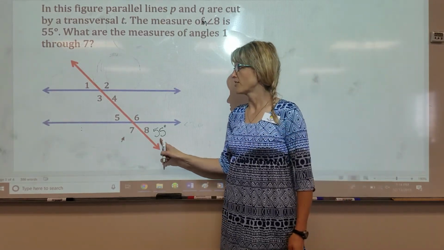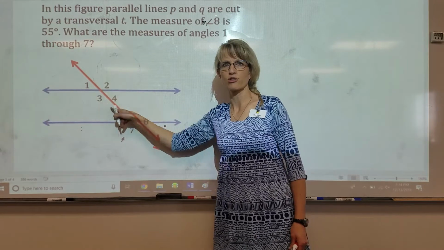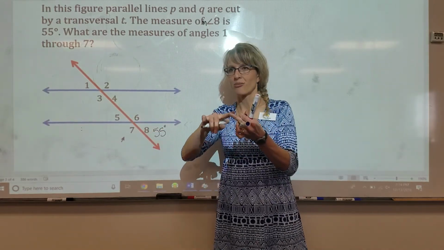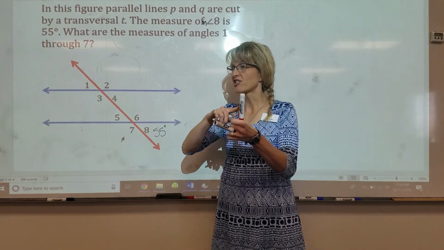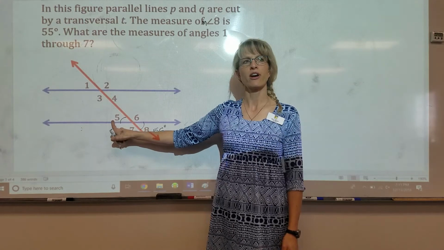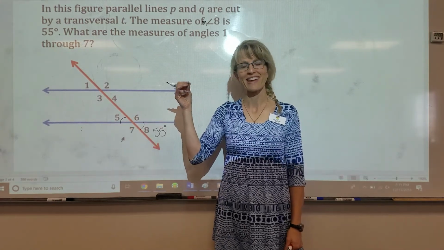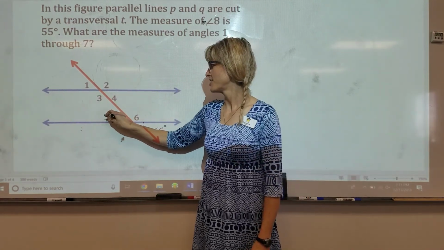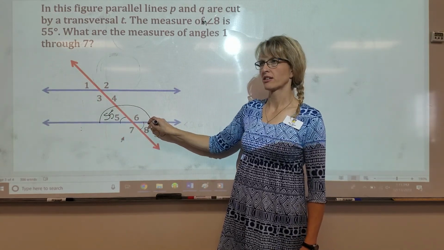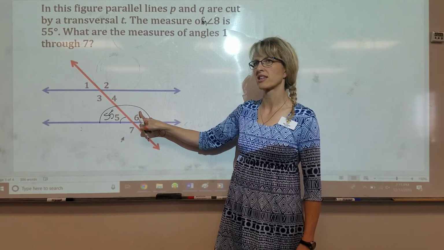If this is 55, can we figure out everything about this whole drawing? Based on vertical angles, supplementary angles, corresponding angles, alternate interior angles, alternate exterior angles? Yes, we can. 5 and 8, they're vertical. What's the measure of angle 5? Think. You ready? 55. 55 degrees. Angle 5 and angle 6 are supplementary. How will I figure out angle 6?